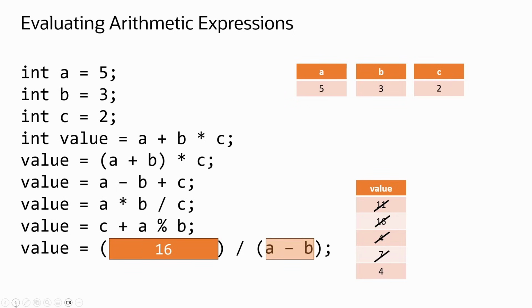Now that we have that parentheses evaluated, we need to work on the next set of parentheses, A minus B. 5 minus 3, which is 2. And then 16 divided by 2, we're doing integer division, and we get 8.